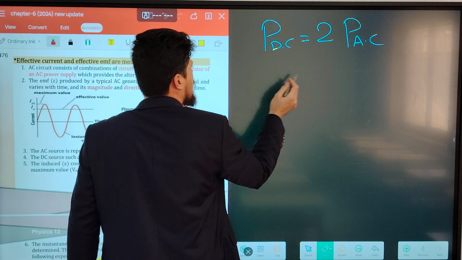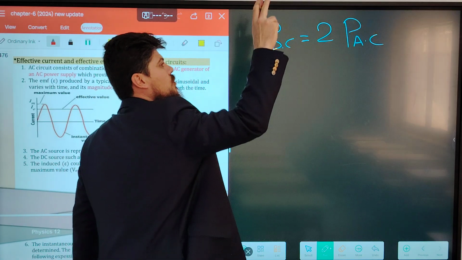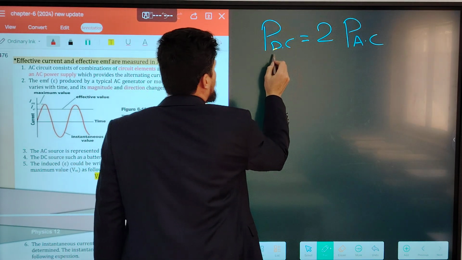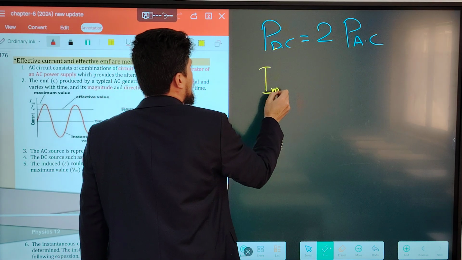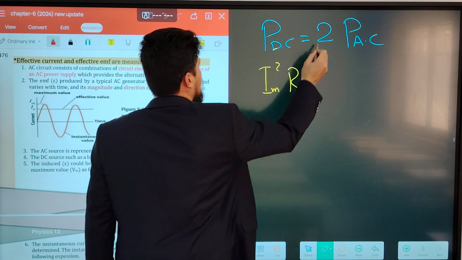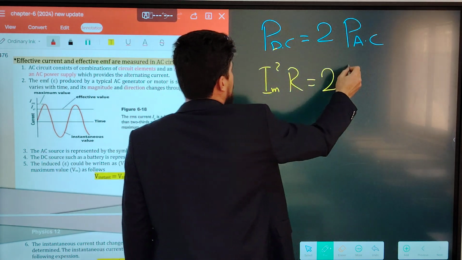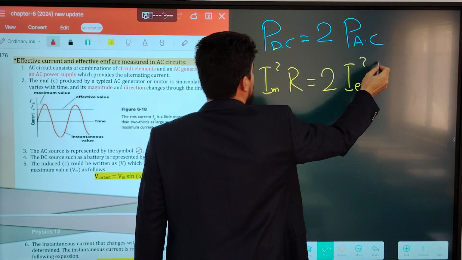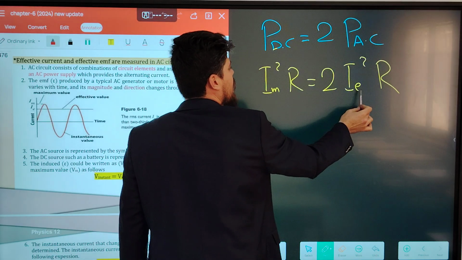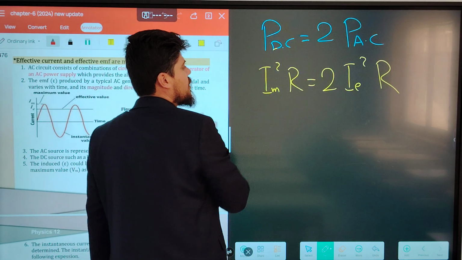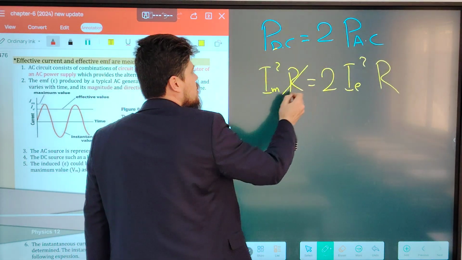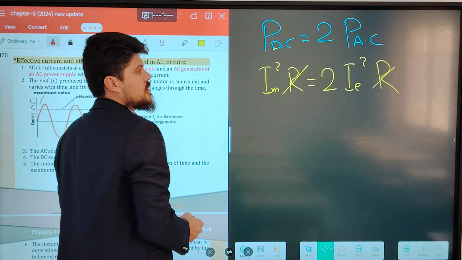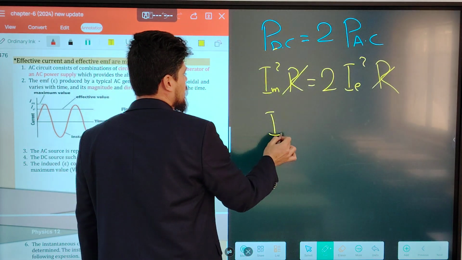Now I'm going to prove this equation, IE is equal to IM over radical 2. Power DC is equal to what? IM squared R. Bring down 2. Power AC is I effective squared R. In AC, we have to use effective, but in DC, we have to use maximum. These two resistances cancel each other. What does remain? IM squared.